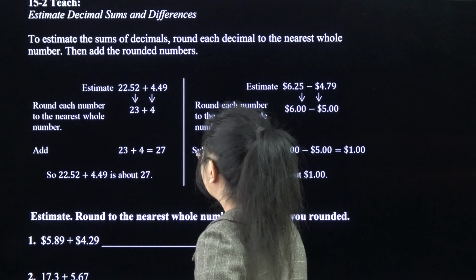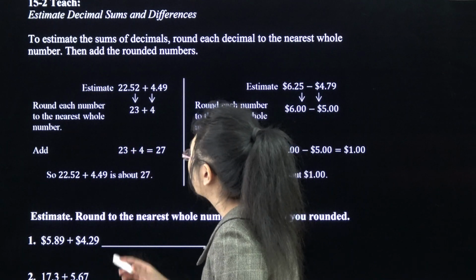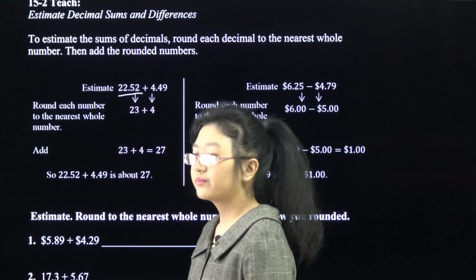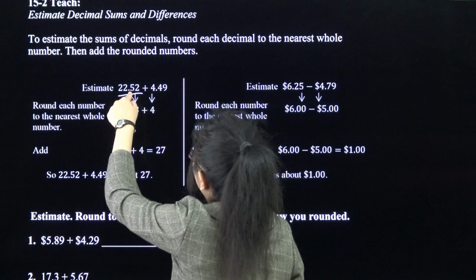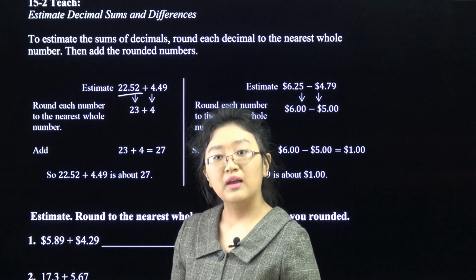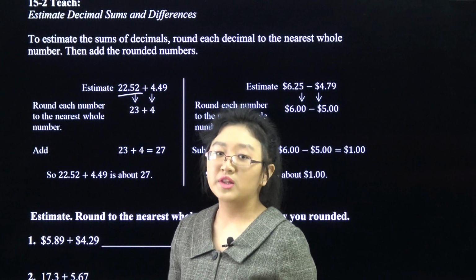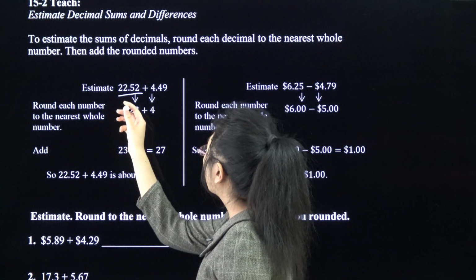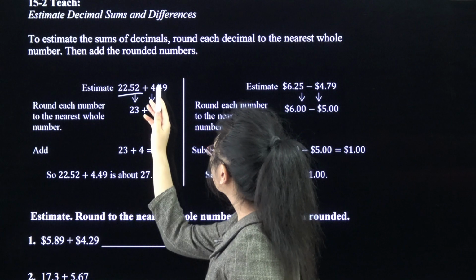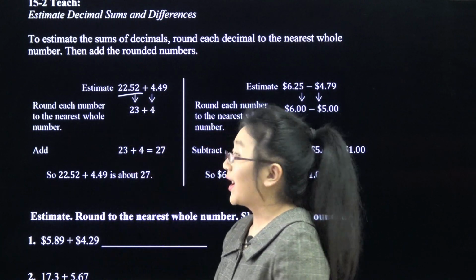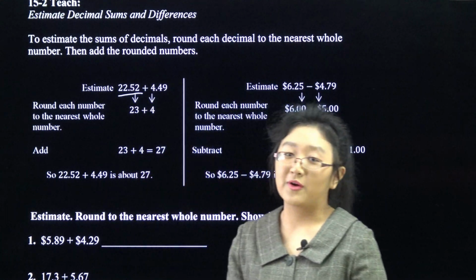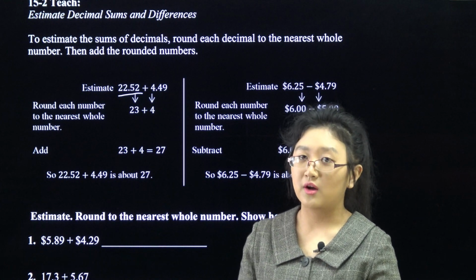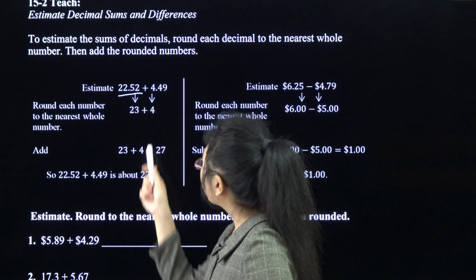Round each number to the nearest whole number. So over here it's 22.52. Now we look at the tenths place. It's a 5. And what do we know about halfway points? Well, we round them up. So it rounds up to 23. 4.49. It's really close to 4.5, but it's not. It's a 4 in the tenths place, so we still round down to 4.